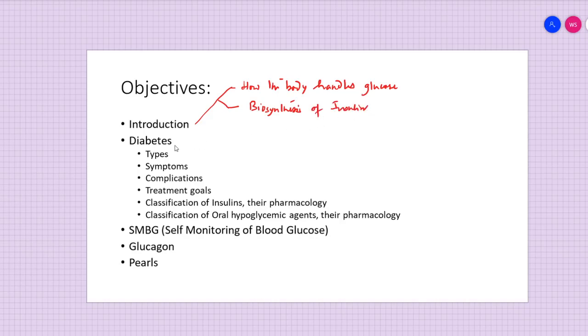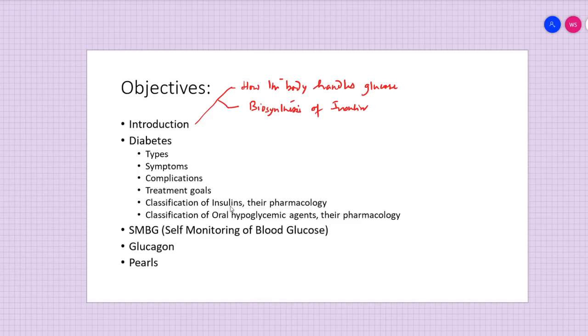Okay, subsequently we're going to talk about diabetes. We're going to see what is diabetes. We're going to look at what are the different types, what are the symptoms, and what are the possible complications if we don't treat diabetes. And that would set the stage for us to learn about the treatment goals for a diabetic patient.